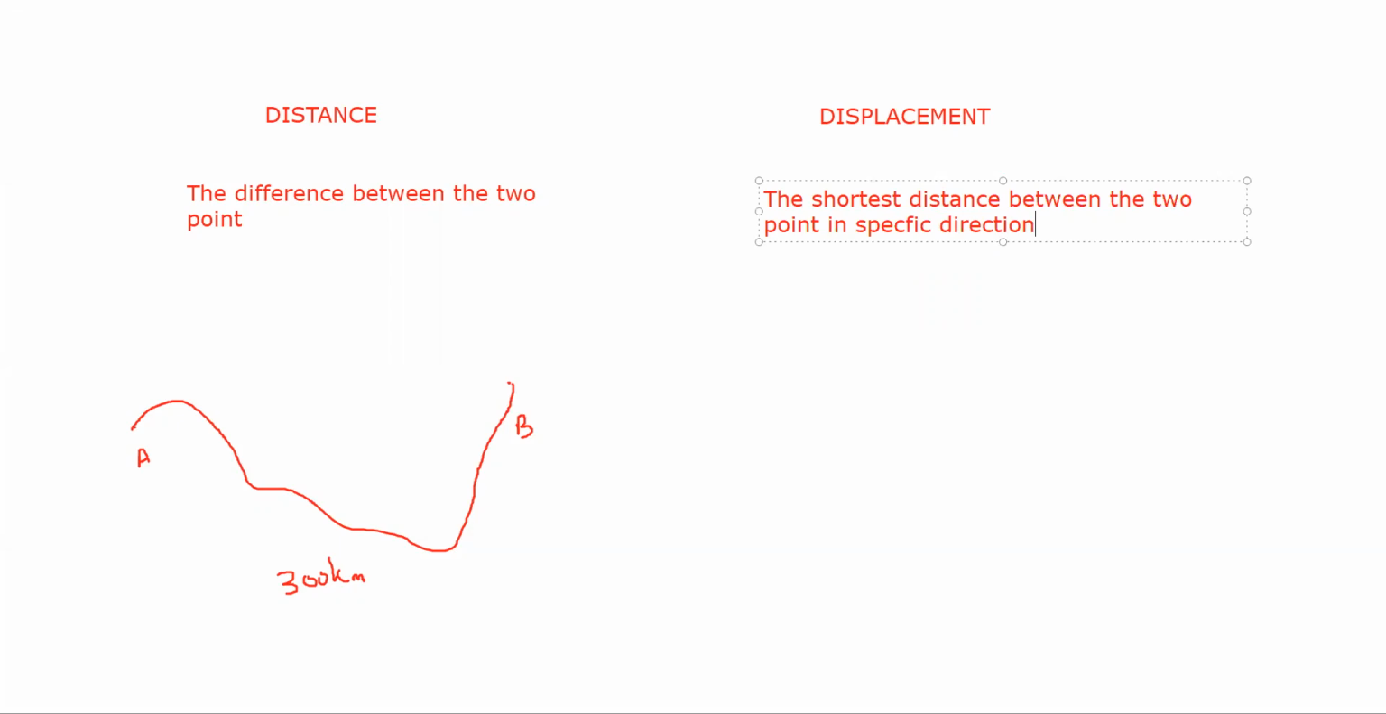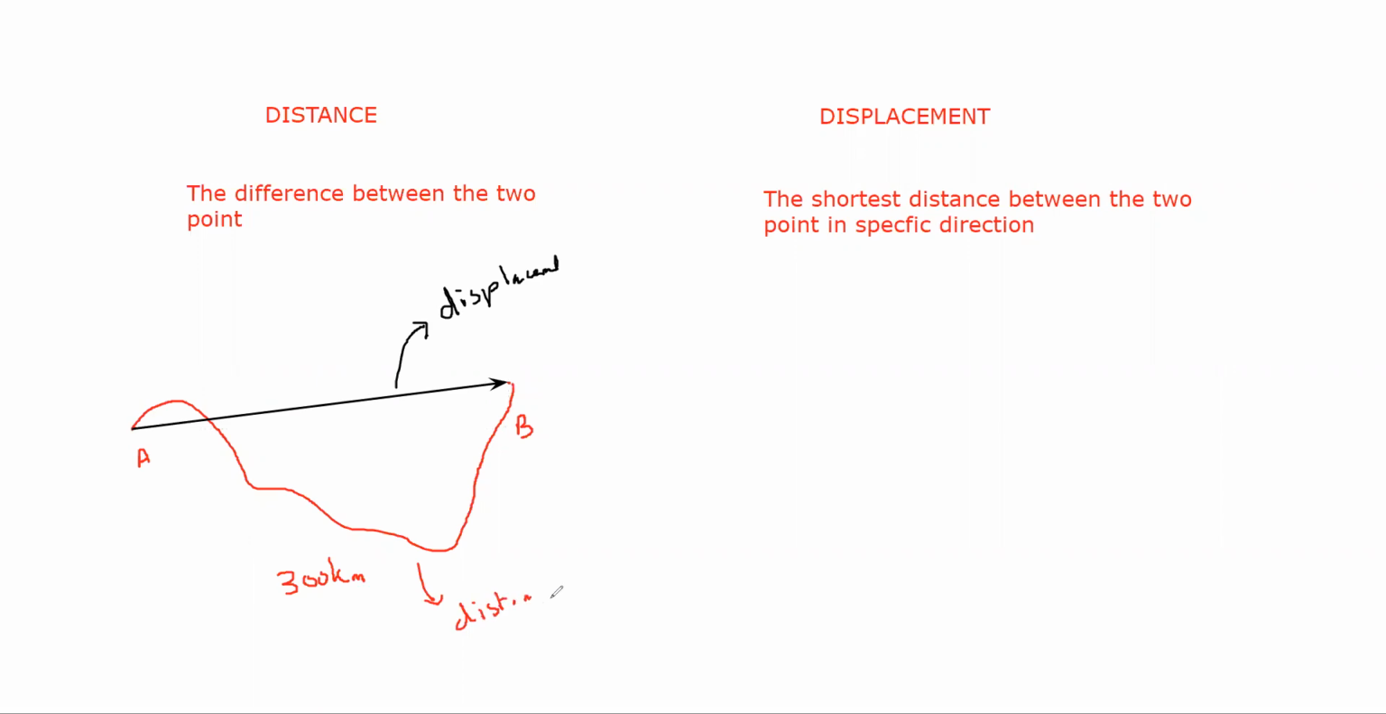So in this example, what will be the displacement? If I draw an arrow from A to B, this arrow is the shortest distance, and it is always in a straight line. So the black part is representing the displacement, where the red part is representing the distance.